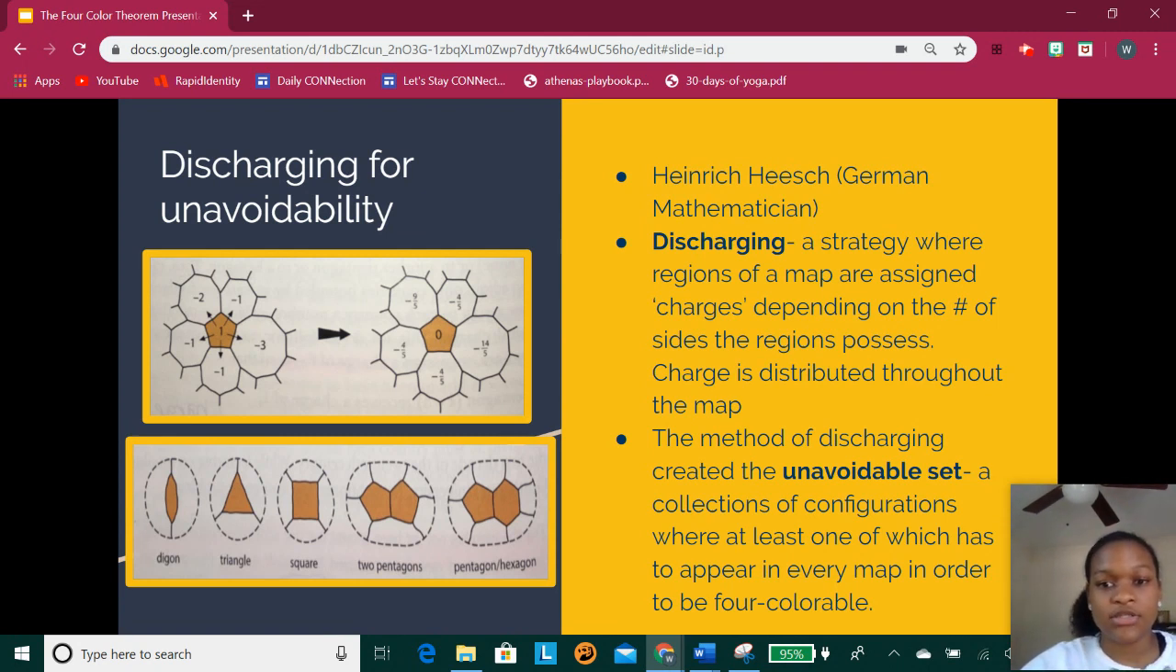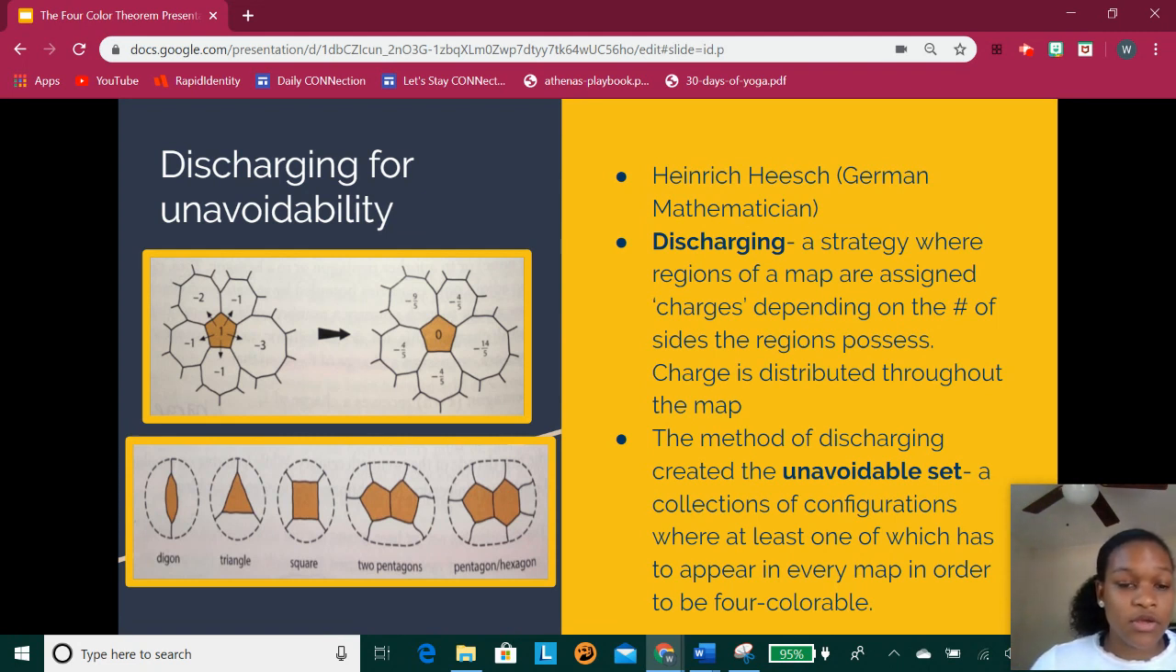Discharging is defined as a strategy where regions of a map are assigned charges depending on the number of sides the regions possess. And the charge is distributed throughout the map. To be more specific, each region has a charge, as I said, and each region with K boundary lines or K edges has a charge of 6 minus K.